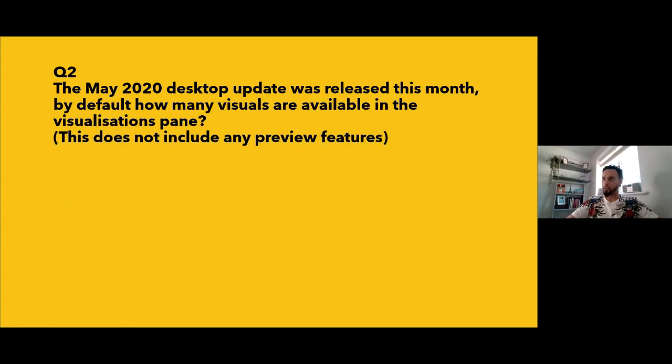Question 2. The May 2020 desktop update was released this month. By default, how many visuals are available in the visualizations pane? Now, this doesn't include any of the preview features, so which visuals are available by default? How many of them? 25, 28, 31, or 34? The May 2020 desktop update was released this month. By default, how many visuals are available in the visualizations pane?